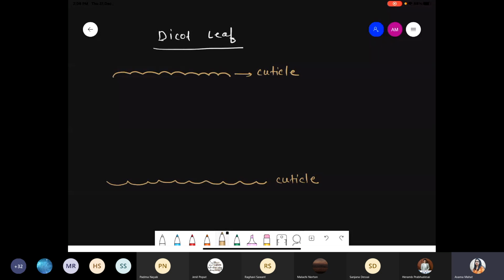Ma'am, should we write this in differentiation? No. I'm taking only the diagrammatic representation. No differentiation part, because we already covered that part, right?